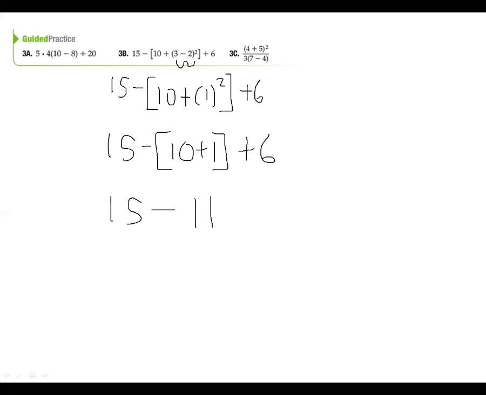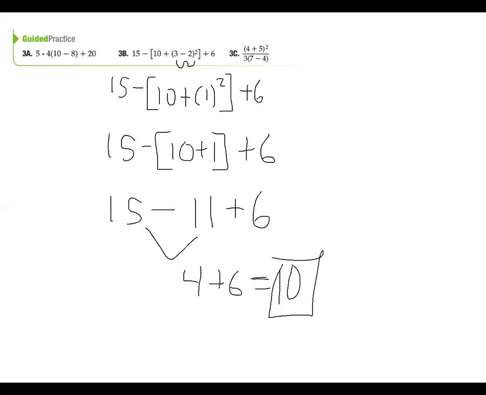Now, once you do everything inside the grouping symbols, you can get rid of it if it's not multiplication. So the 10 plus 1 is 11, and then that just becomes 15 minus 11 plus 6. And again, when you have addition and subtraction, you do whichever comes first, left to right. So 15 minus 11 is 4 plus 6 gives us 10. Okay? That's the answer to that one.